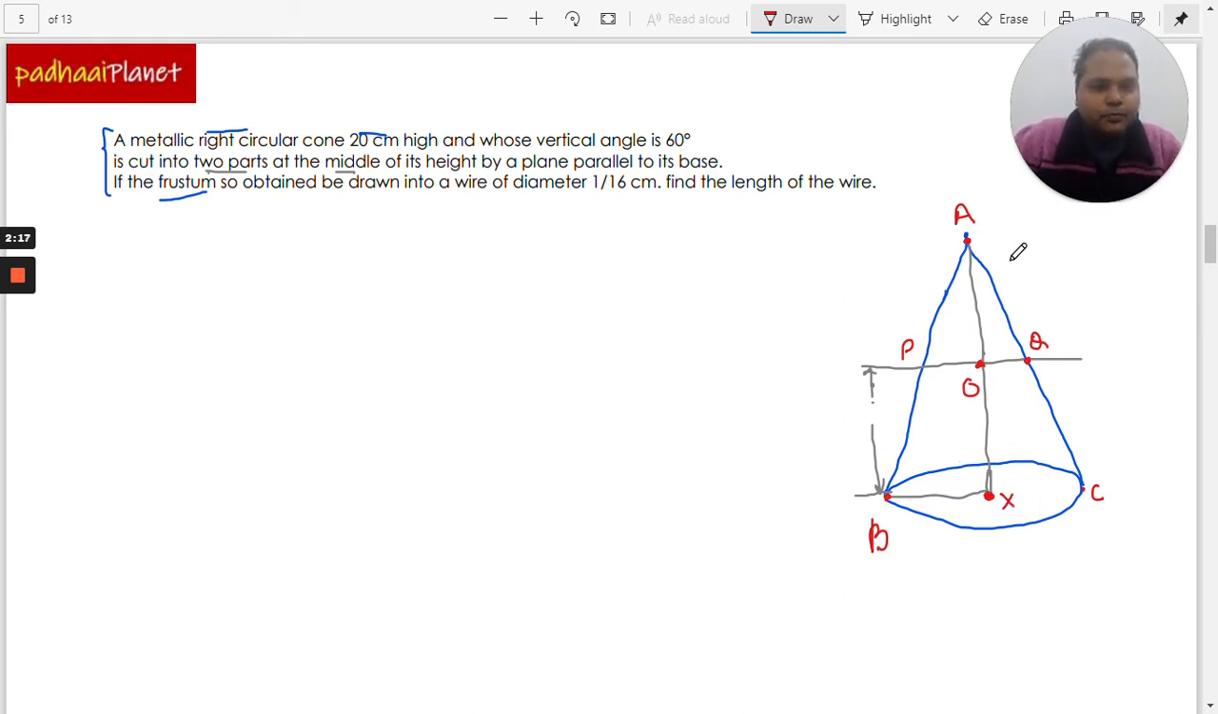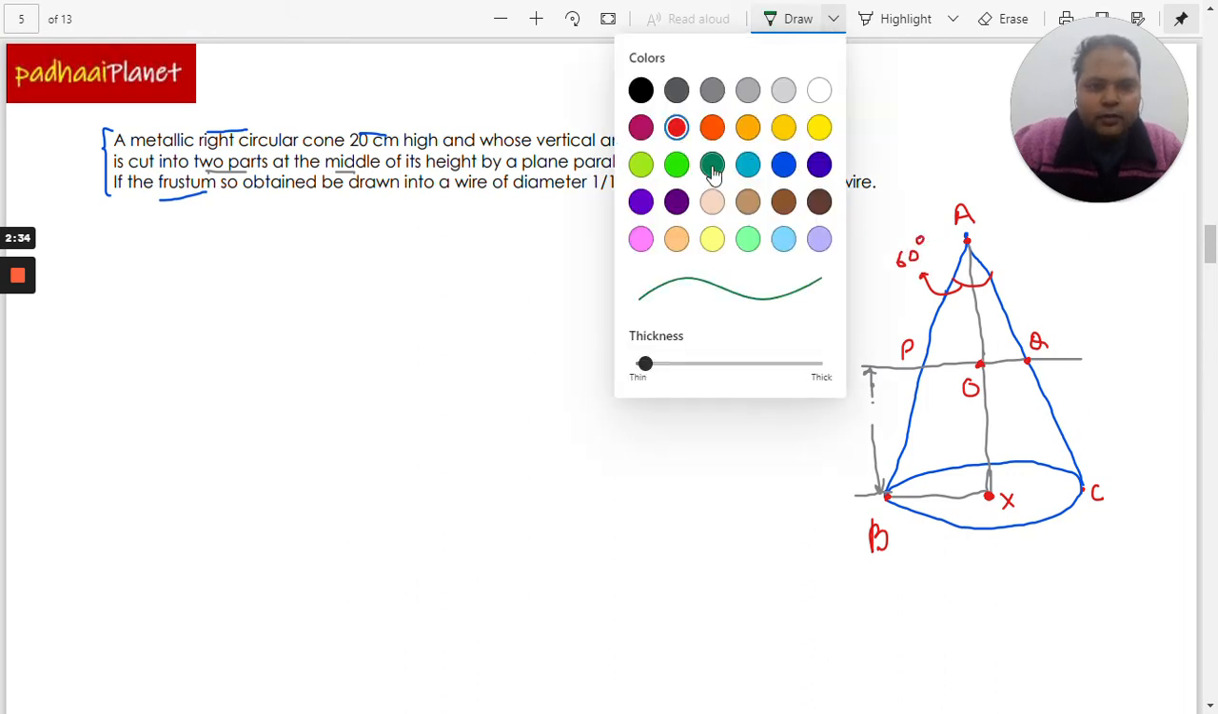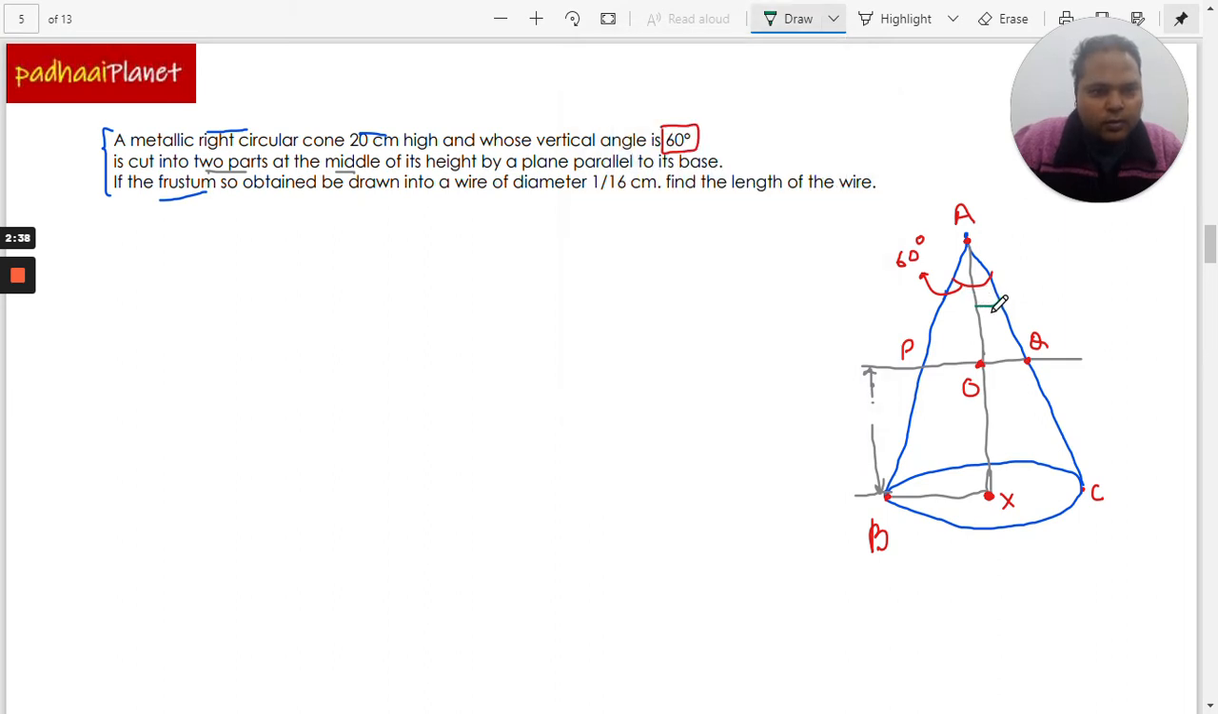Now we are also given that this cone has a vertical angle of 60 degrees, so that means this entire angle is 60 degrees, and the half of it, this part, is going to be 30 degrees. Now let's look at how we are going to solve this question.